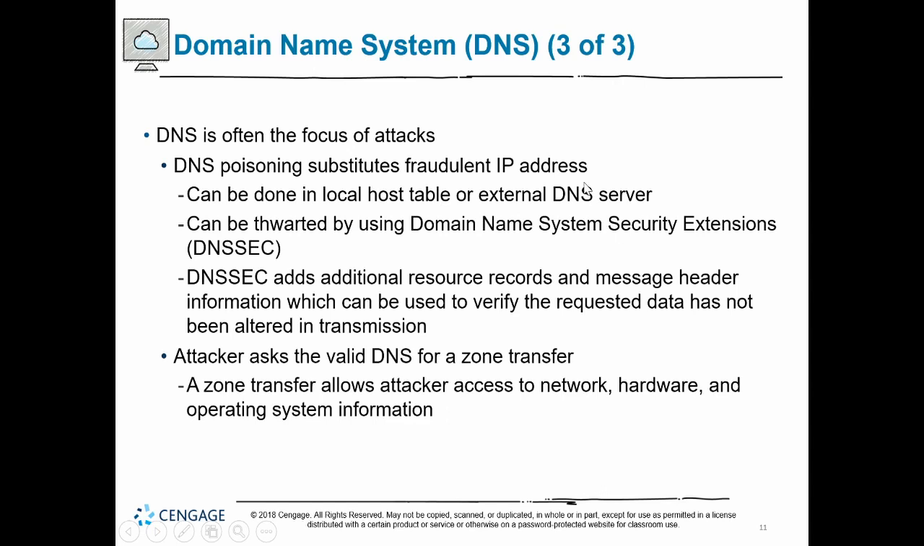Attacker asks the valid DNS for a zone transfer. A zone transfer allows attacker access to network, hardware, and operating system information. So zone transfer is kind of for replicating your DNS server for a different area. Or you can have, well, I'm not going to go into too much detail, but you can have a primary zone. I highly recommend reading your book about zone transfers, because I can't go into detail just through these PowerPoint slides.